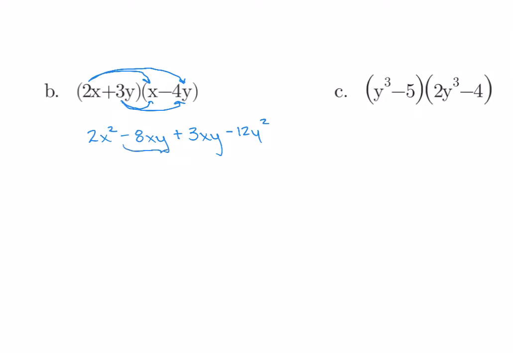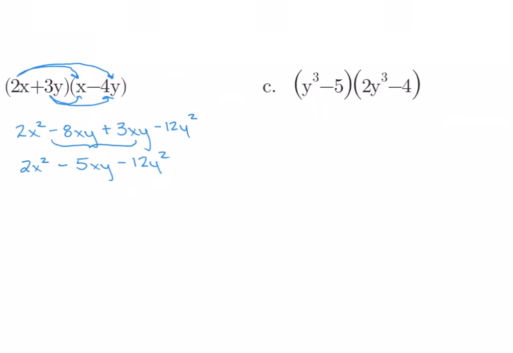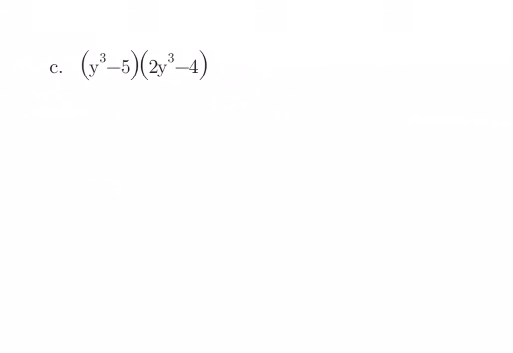If we combine our like terms, we bring down our 2x squared. Negative 8xy and 3xy combine to give us minus 5xy. And we bring down our minus 12y squared. And we're done. All right, last one. Example C.